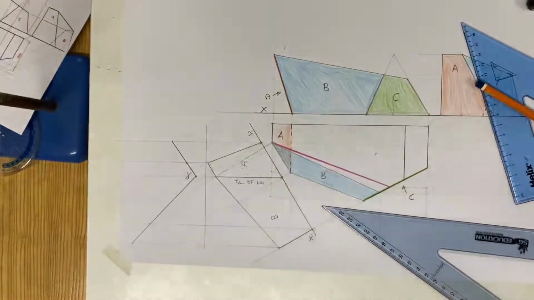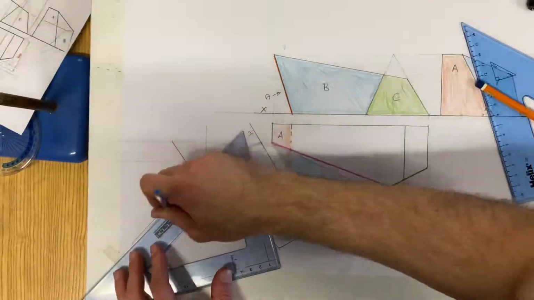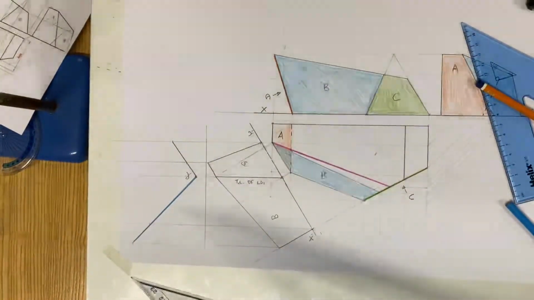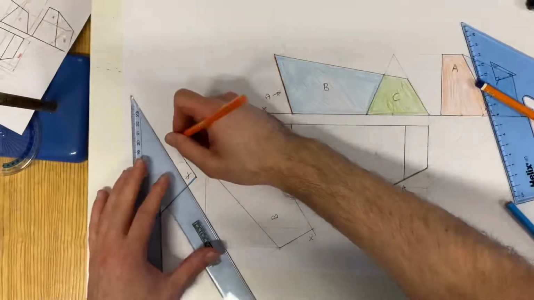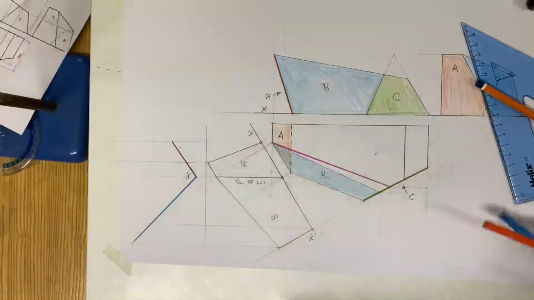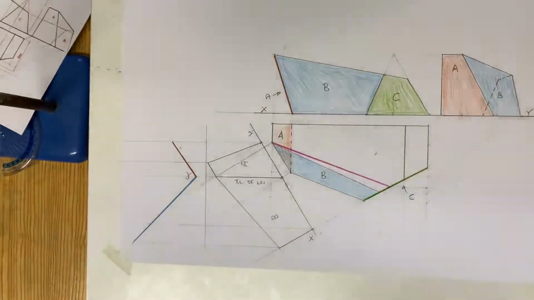Just using a colour to show the edge view of my planes, I can use that blue line there, and then use my orange line to represent surface A there as well. So that completes part B of the question.